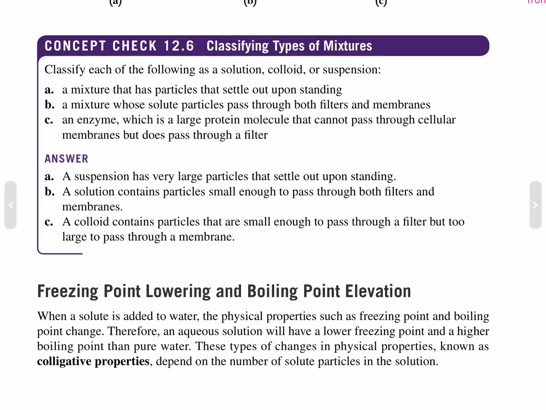Freezing point lowering and boiling point elevation. When a solute is added to water, the physical properties such as freezing point and boiling point change. Therefore, an aqueous solution will have a lower freezing point and a higher boiling point than pure water. These types of changes in physical properties, known as colligative properties, depend upon the number of solute particles in that solution.